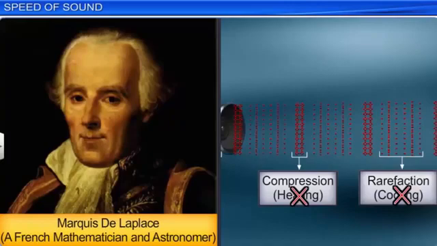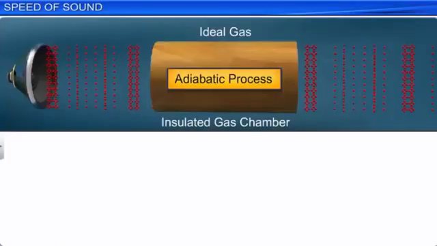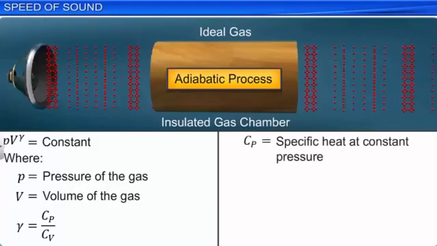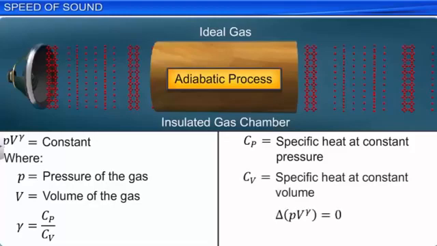For an adiabatic process, the ideal gas satisfies the relation P into V raised to the power of gamma is a constant, where P and V are the pressure and volume of the gas. Gamma is the ratio of specific heat capacities, the ratio of specific heat at constant pressure Cp to that of specific heat at constant volume Cv, Cp by Cv of the gas. The above equation leads to delta of P into V raised to the power of gamma equals 0. This implies that P into gamma into V raised to the power gamma minus 1 into delta V plus V raised to the power gamma into delta P is equal to 0.